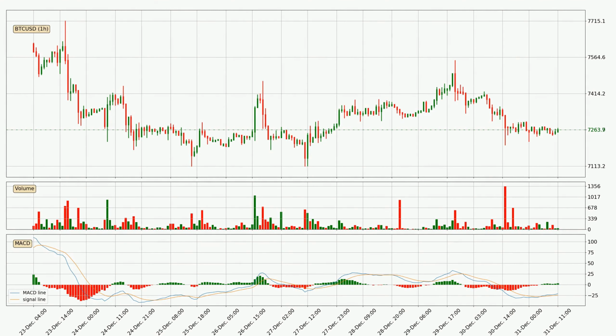Moving to the hourly MACD, the MACD line is above the signal line, which shows that the current trend is on the upside. The MACD histogram shows that the momentum is currently strong, and it could be expected the price to go further to the upside.